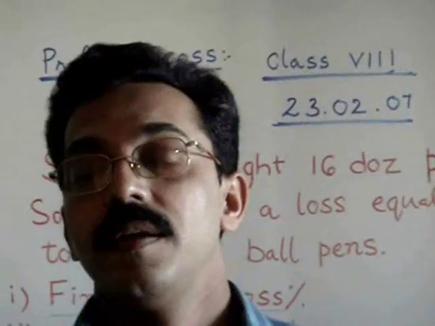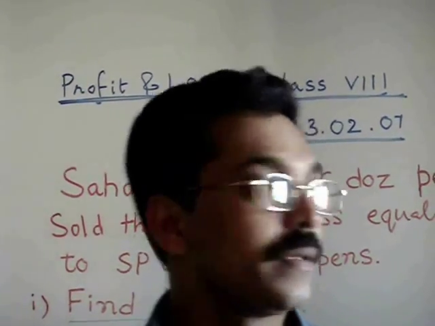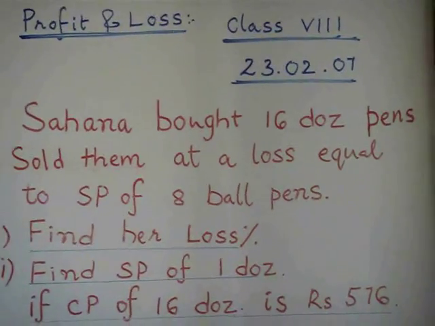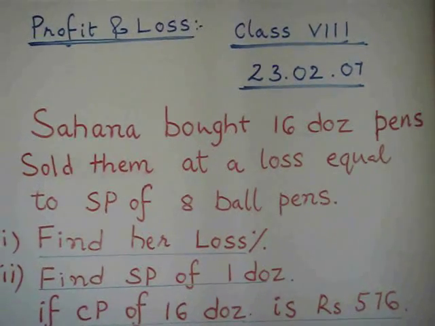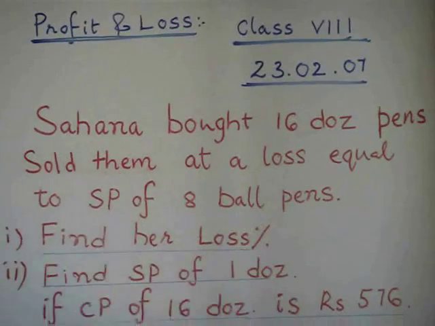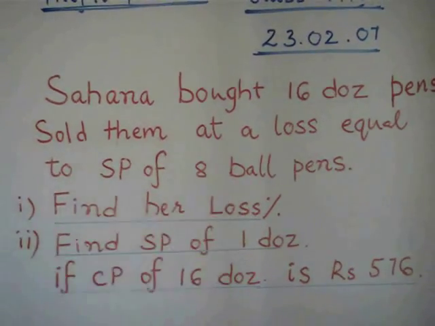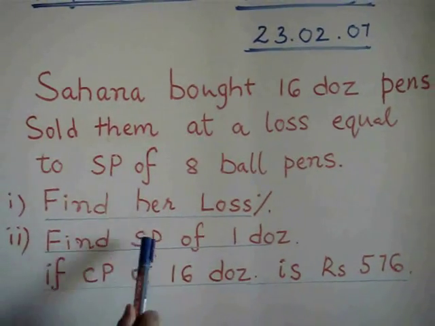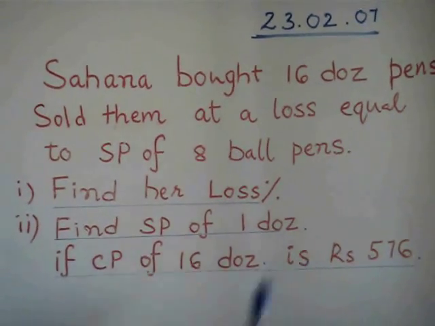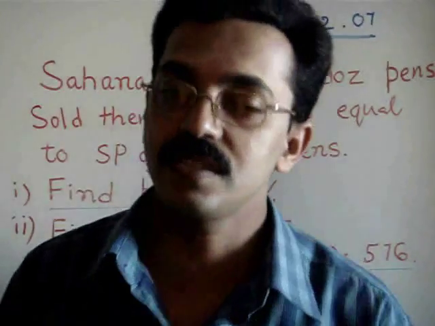Today we see an application of profit and loss which is useful for standard 8th. Here is the problem. Sahana bought 16 dozen pens and sold them at a loss equal to selling price of 8 ball pens. Now the questions are: find her loss percent and find the selling price of 1 dozen if cost price of 16 dozens is equal to 576. Now we see the solution.